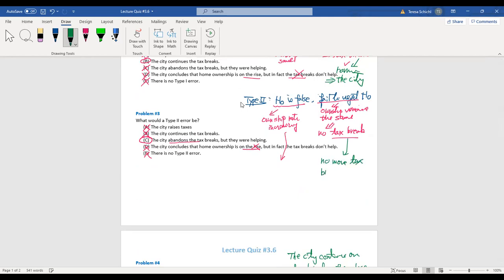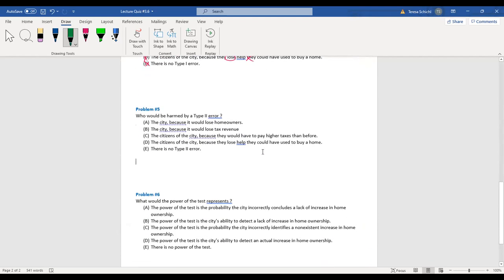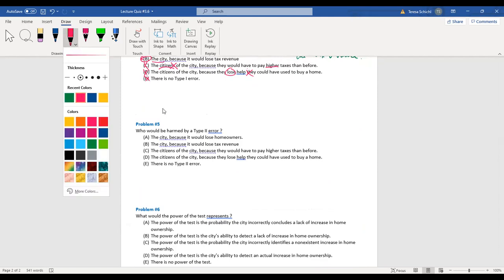So who is going to be impacted? The impact is on the citizens, right? The citizens of the city, or the residents, or the homeowners. Okay, so let's take a look. What would be the best description? We know that home ownership may rise, but then the city says no more tax breaks here. Let's see what the correct answer is.